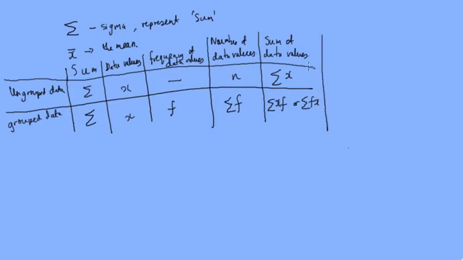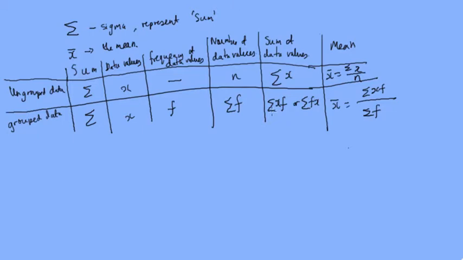And then the mean, x bar, is the sum of x, the data values, over n, the number of values for ungrouped, and the mean for grouped data is going to be the sum of xf, so the sum of the data values multiplied by frequencies, divided by the sum of the frequencies.